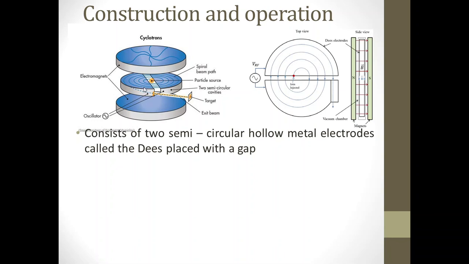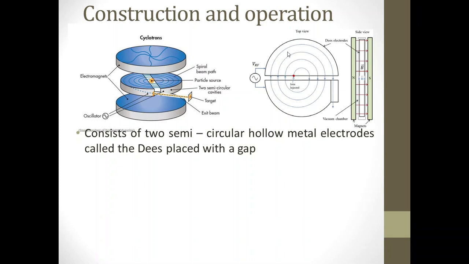So this is from the side view. So you can see the spiral paths. The source of the particle is somewhere at the center. We'll talk about it more. But basically what is being done is, between the two Ds, an oscillating electric field is applied.